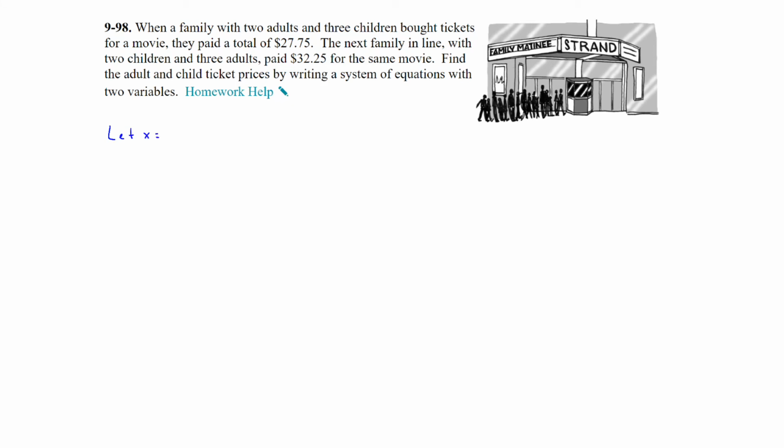Let's use a different variable, let's let a equal the cost of an adult ticket, because we already know how many of each. So that'll be in dollars. And then we'll let C equal the cost of a child's ticket. And once again, that'll be in dollars.